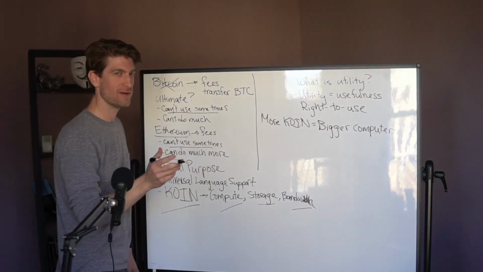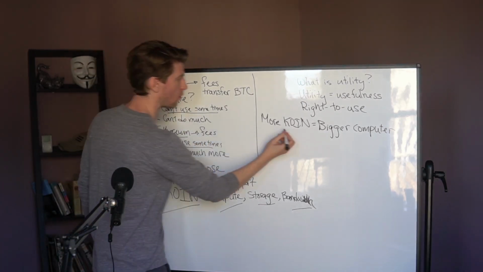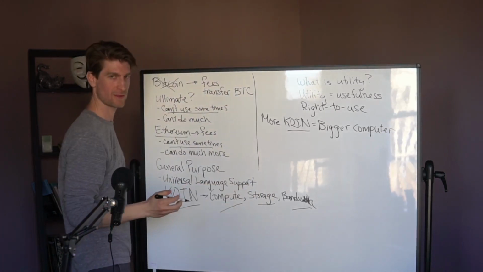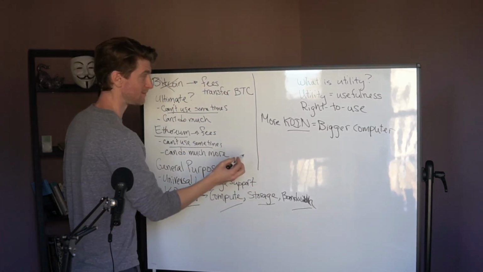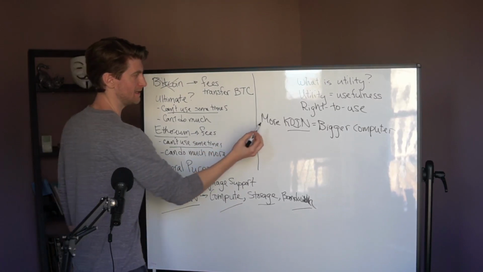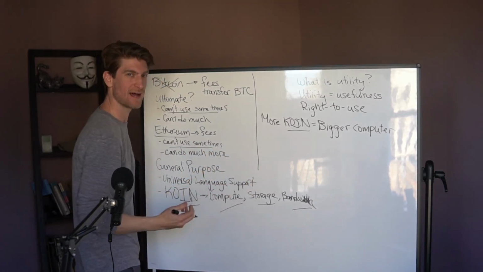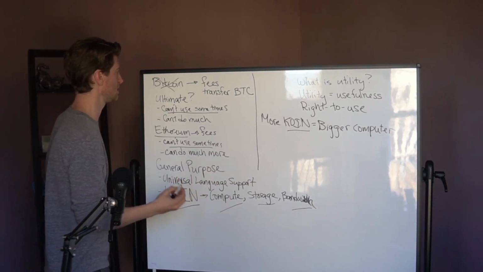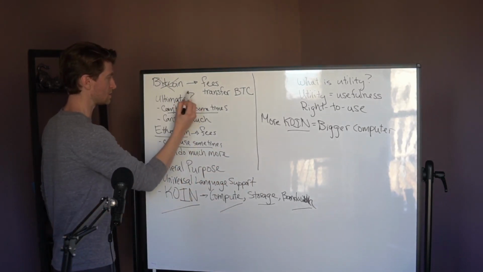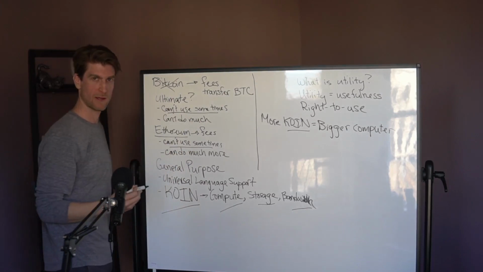Well, many of you probably guessed by now that coin is not a hypothetical token. It is a real token. It is the currency of the Koinos blockchain. And it was designed this way very intentionally because we understood the problems with Bitcoin and Ethereum.